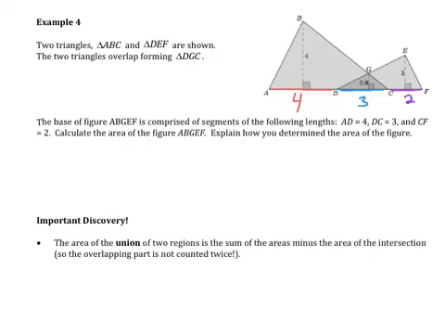So from there, you want to figure out the area of the outside region, which would be this guy. So that's what we're going to do in class, is find the area of that guy. In the end, here's what we're doing, though. The area of the union of two regions is the sum of the areas minus the area of the intersection. So we don't count the overlapping part twice. That's what I was explaining before. So we'll do that one in class.